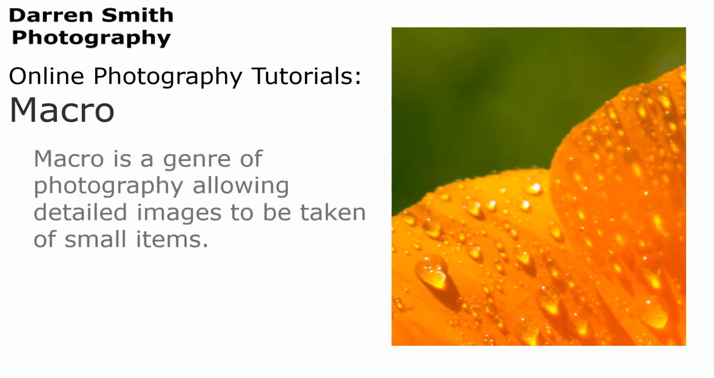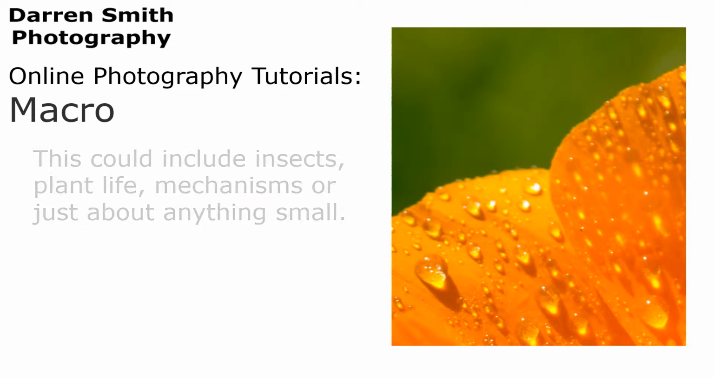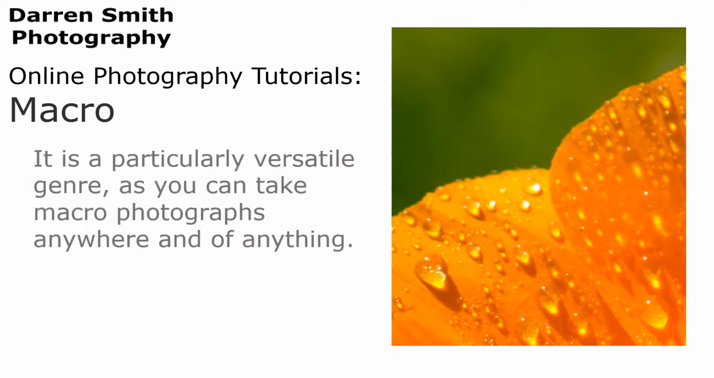This video is all about macro photography and how you can get involved in it. Macro is a genre of photography allowing detailed images to be taken of small items. This could include insects, plant life, mechanisms, or just about anything that's considered small. It is a particularly versatile genre as you can take macro photographs anywhere and of anything.